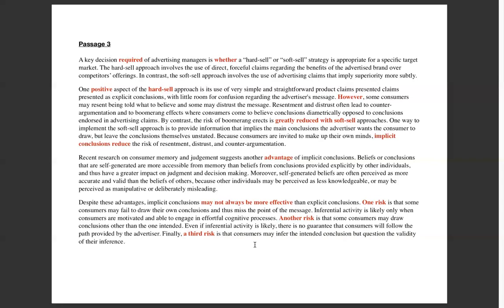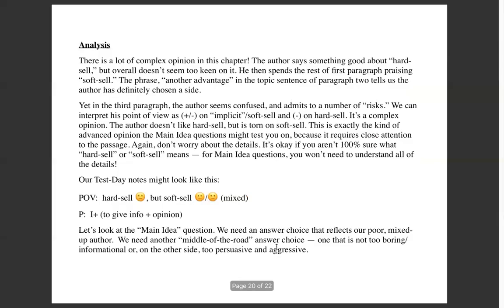So if we think about this passage, the author kind of goes back and forth a lot. It's like, here's one positive thing. However, and then he's like, oh, look, this risk is greatly reduced. And then he talks about an advantage. Okay, but then he goes, may not always be more effective. And he goes one risk, another risk, a third risk. It's very even-handed. It feels like he's analyzing the pros and cons of something. So if it is even-handed like that, then it's probably an I plus passage.